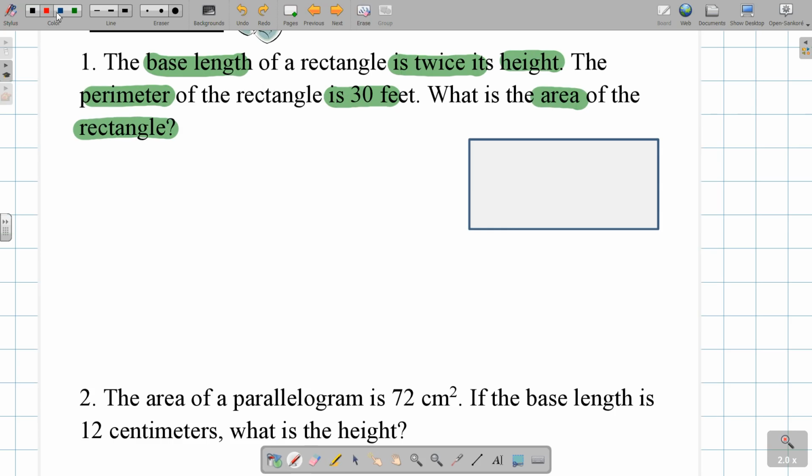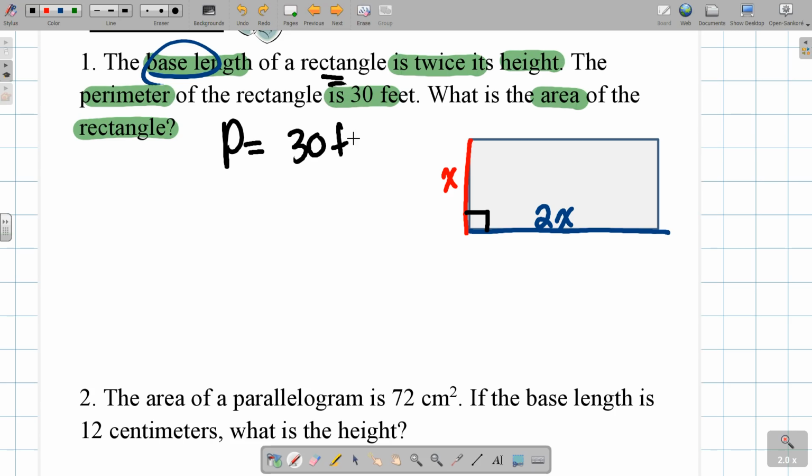Okay, let's interpret step by step. The base is twice the height. So if our height is x, our base is 2x. The perimeter is an equal sign, 30 feet. We want the area. Now let's write down our area equation. Area equation, base times height for a rectangle.